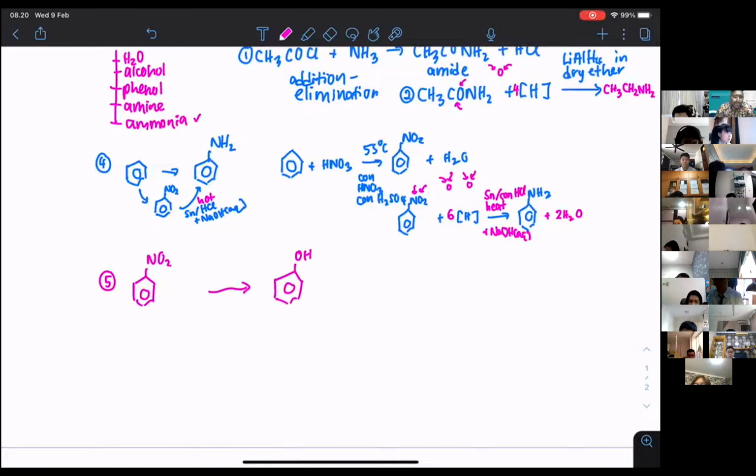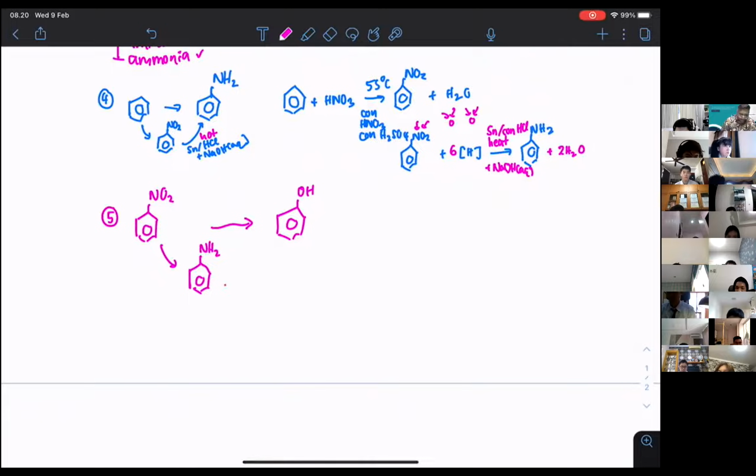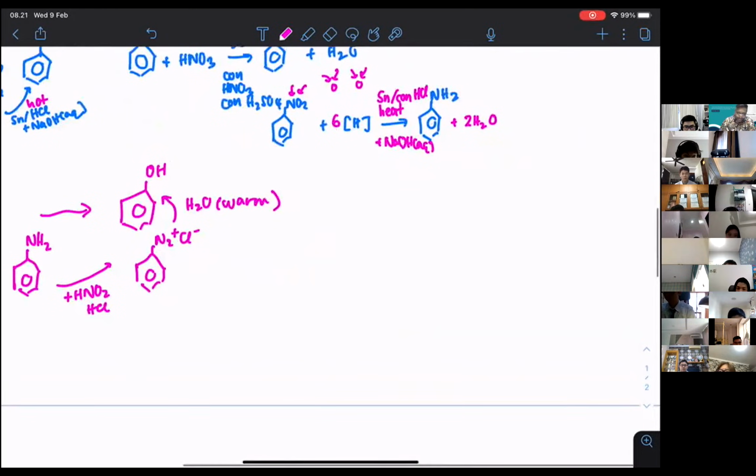So what you need to do first is change this into phenylamine. Once you change it into phenylamine, you react with HNO2 and then HCl, and they are going to give you this salt, N2+ Cl-. From there, you can react with water, you warm, and then you can get phenol. So this is the thinking process.